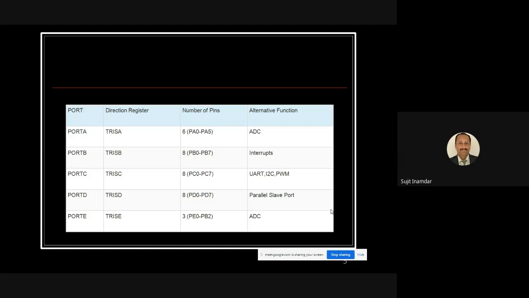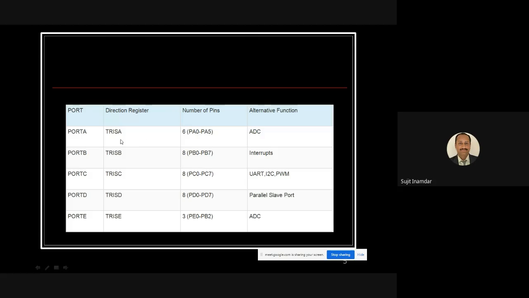Okay, so this is what we were talking about, the direction register. Just see the table carefully. Five ports are there as we talked: A, B, C, D, E. Their direction registers are TRISA and so on, along with the number of pins and their alternate functions, because in this PIC the same pin is used for multiple functions. What those alternate functions are is shown in this particular table. It is also a very important table for us.